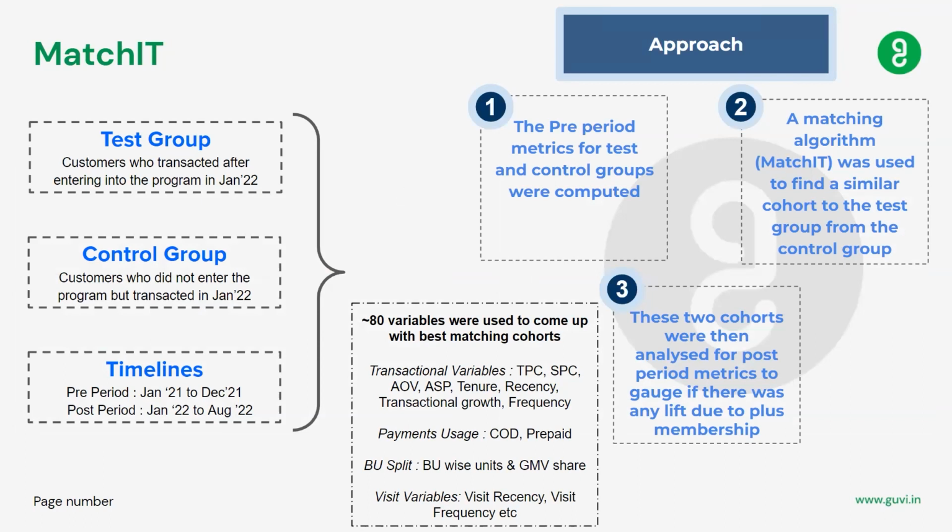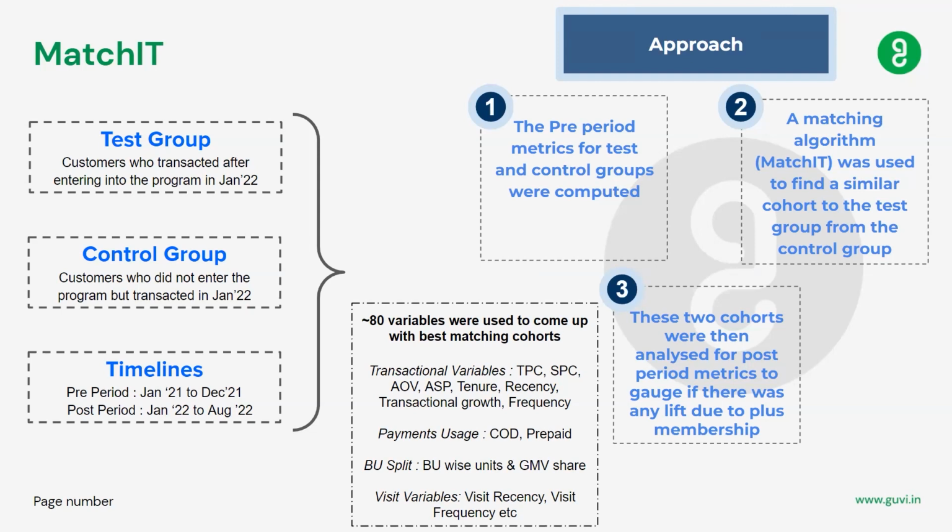There are almost 80 variables, and we have an exhaustive list of these: average order value, average selling price, frequency, transactional growth metrics like TPC, SPC, payment modes, and BU-wise splits, which is business unit splits like large appliances, home, electronics, mobile, lifestyle, fashion. Also the delivery methods.